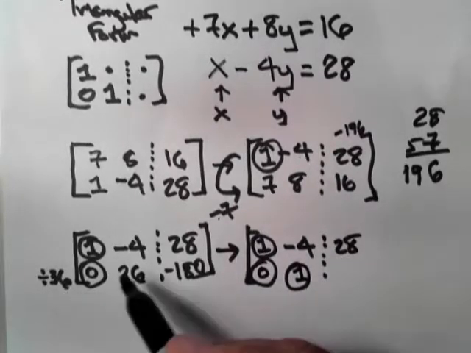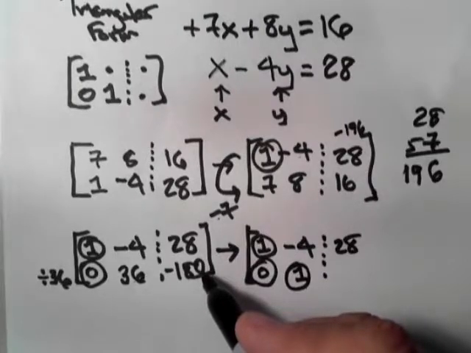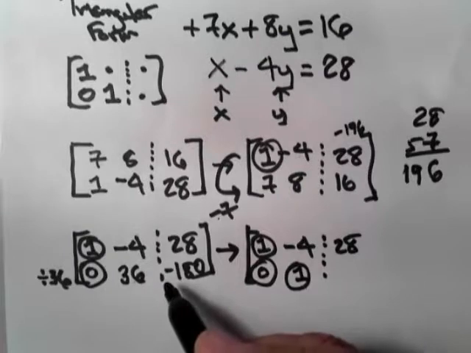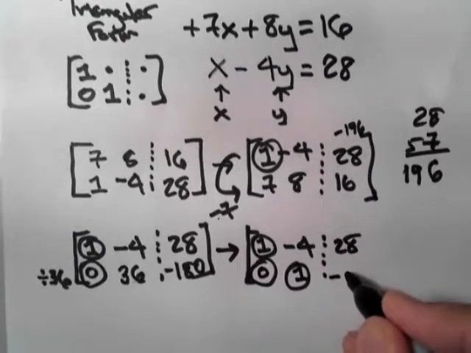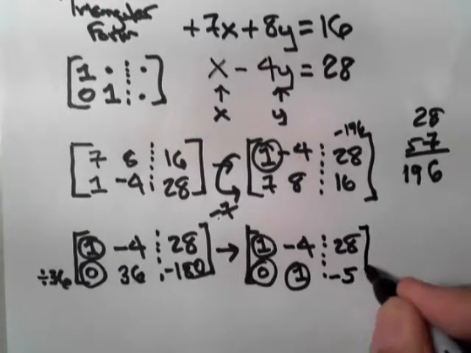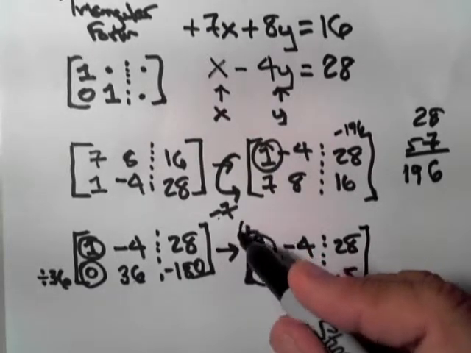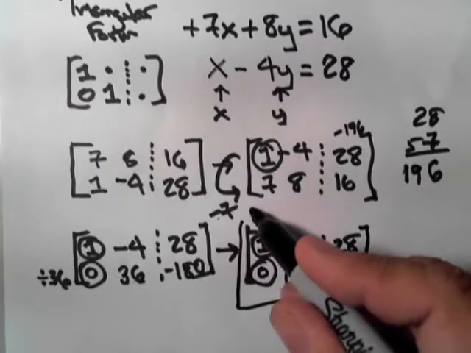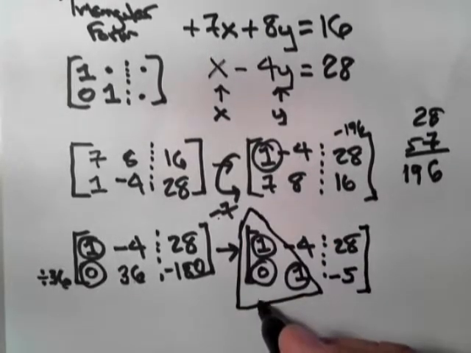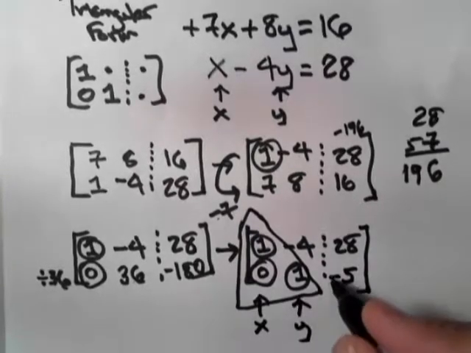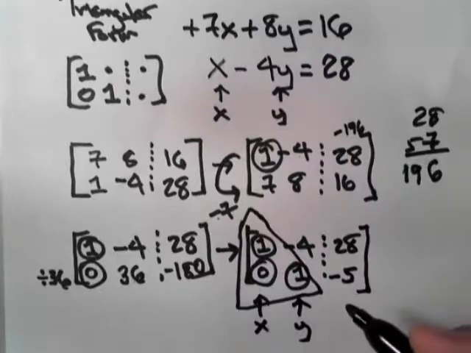Now, 36 divided into -180. I think that goes 5 times, doesn't it? 5 times 36, 150, yeah, I think 5. And notice it's negative. So negative 5, huh? Okay. So here we are. Now, we got this triangular form, okay? Now, here's why it works good. Remember again, these are the x's, these are the y's, and this is where the equal sign goes.